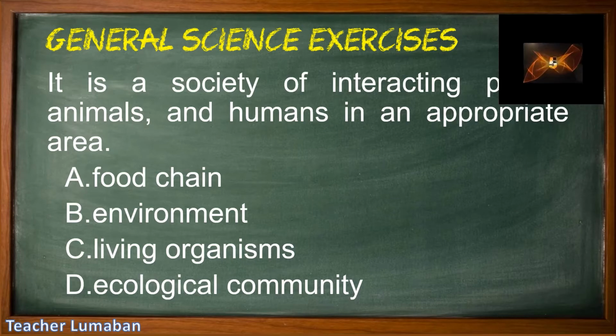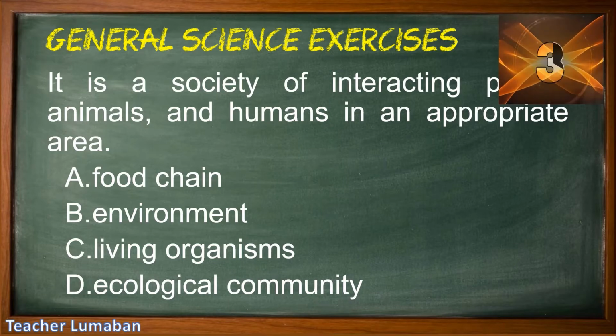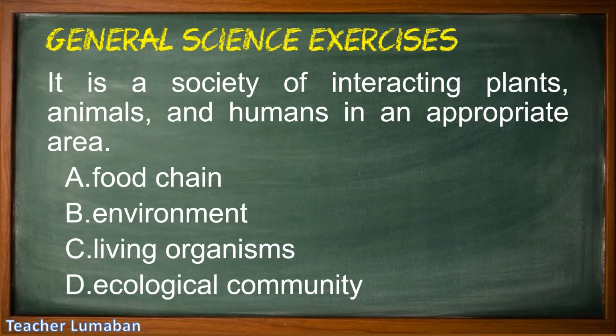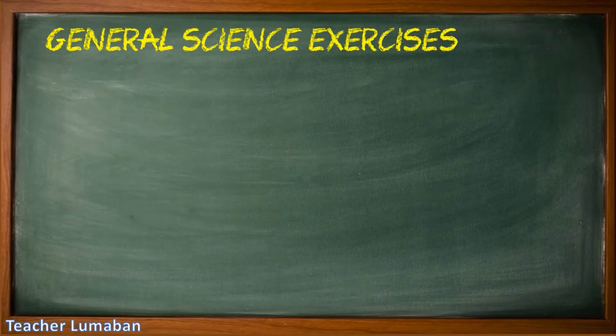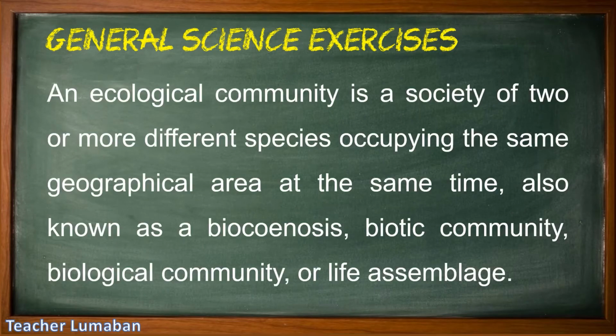5, 4, 3, 2, 1. The correct answer is letter D, ecological community. An ecological community is a society of 2 or more different species occupying the same geographical area at the same time, also known as a biocenosis, biotic community, biological community, or life assemblage.